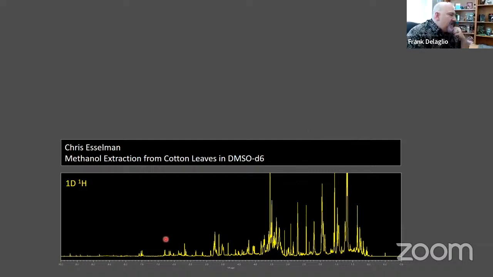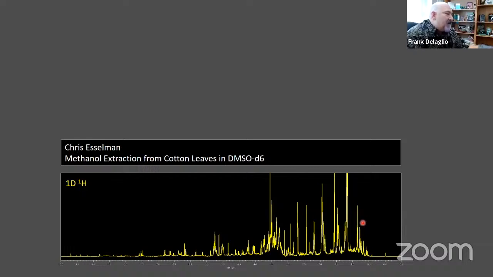Now, here's an example of a 1D proton spectrum that was measured by Chris Hesselman, who's with us on the call. And as you've seen in the discussion, each one of these peaks in the spectrum is due to a hydrogen atom somewhere in a molecule in this mixture. Okay. In a two-dimensional version of this experiment, we measure many different versions of this 1D spectrum where the intensity of the peaks is modulated by interesting chemical information.